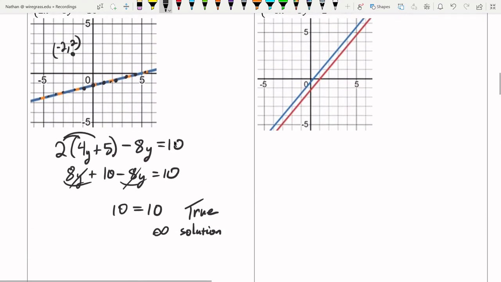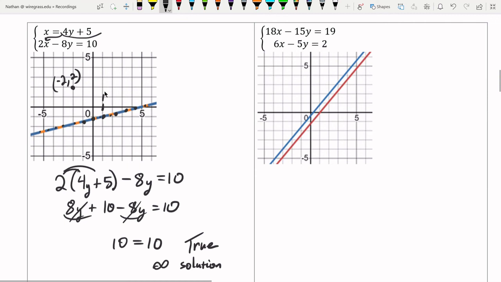Y depends on X. And all you have to do is really choose an X value, and you can go down to the function, and then you can find your Y value. And that is a solution. If you choose a different X value, you get a different Y value, but it's also a solution. So Y depends upon X. That's why it's called a dependent system. Now, over here, we have two lines that do not intersect. That means there are no solutions to this system because you're looking for an intersection point.